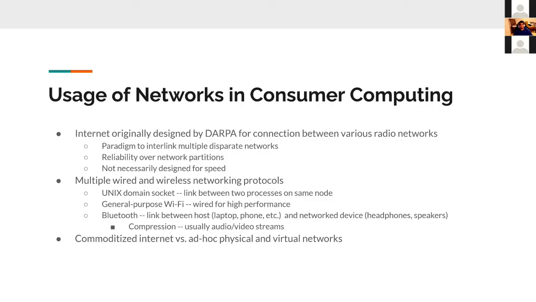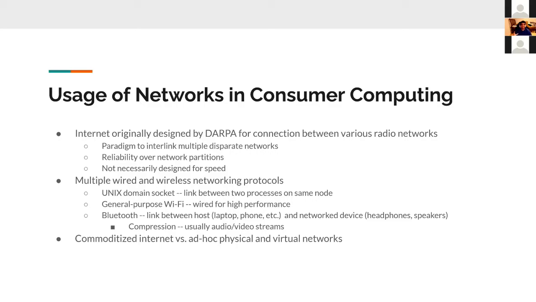At that point, they basically had, for military purposes, a lot of radio networks, and they wanted one paradigm to rule them all, right? They wanted a way to link the different radio networks to each other. So that's the wavelength they were thinking along when they first formulated the internet. It was most importantly a paradigm to interlink multiple disparate networks, like networks that usually communicate over radio signals or some other sort of analog signals.